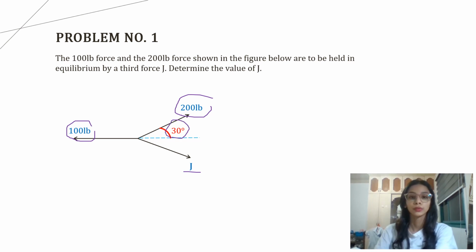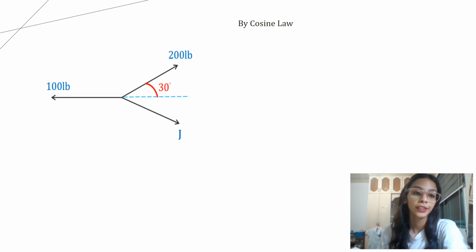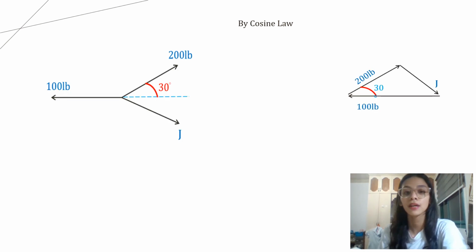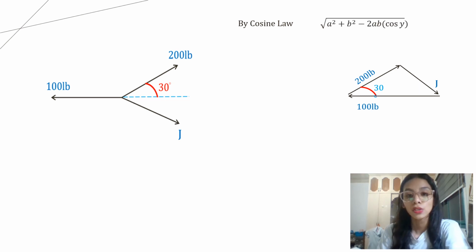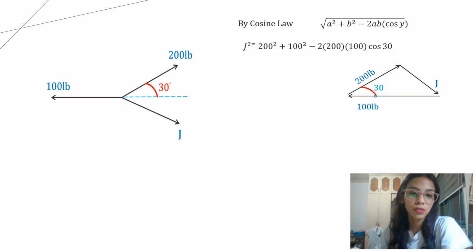So to solve our problem, we have to use the cosine law. Here's our figure, and the formula of cosine law is the square root of a squared plus b squared minus 2 times ab times cosine of the angle. So we have to input our forces into the given formula. So our A is 200 pounds and our B is 100 pounds.